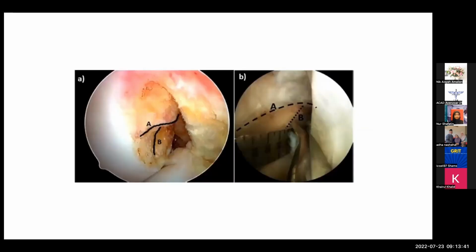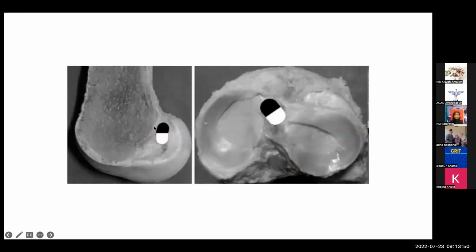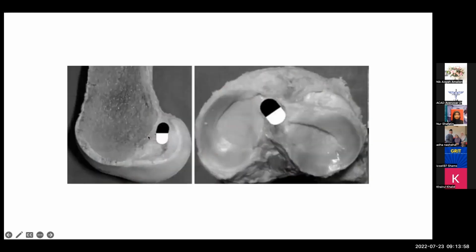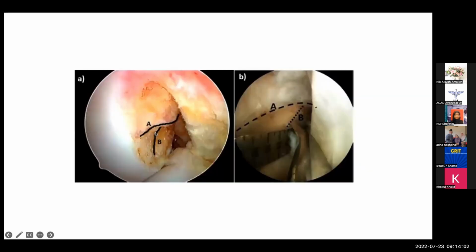Okay, this is an arthroscopic view, in a flexed position. You can see A is the upper border. If you look at my cursor here, this is the upper border of the ACL attachment. And B is the bifurcate ridge, dividing the black and white parts. Okay, that is the bifurcate ridge.